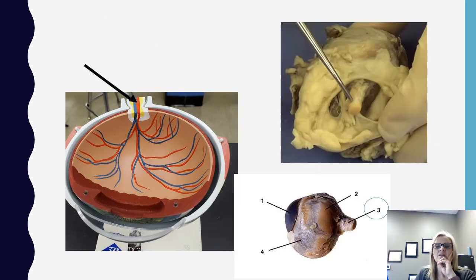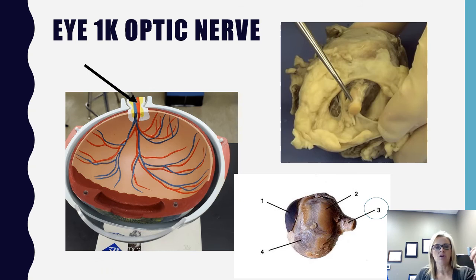This should be nice and easy. This is the portion that comes out the back of the eye, especially if you had a sheep eye and it was larger, you could tell. This is where all of the nerves converge, and so this is the optic nerve.